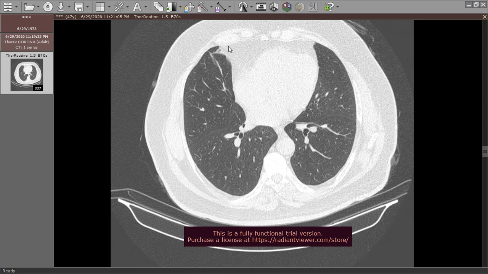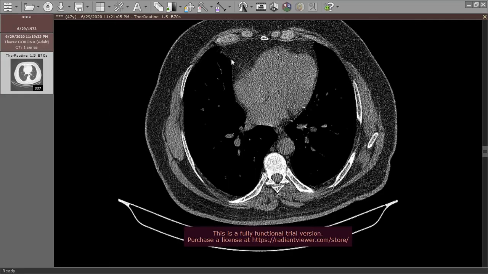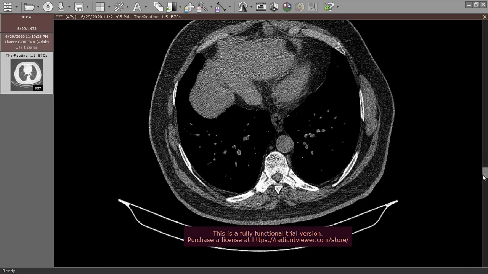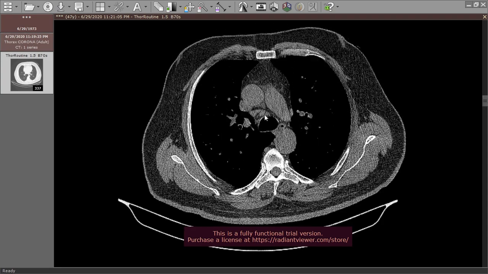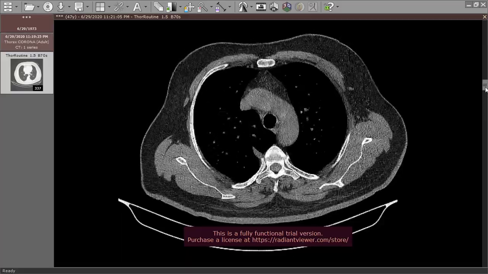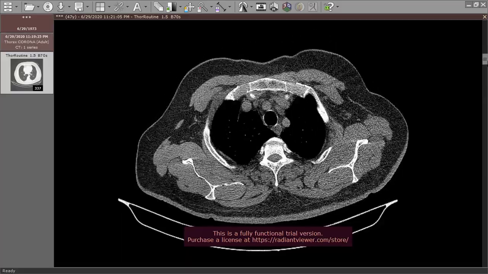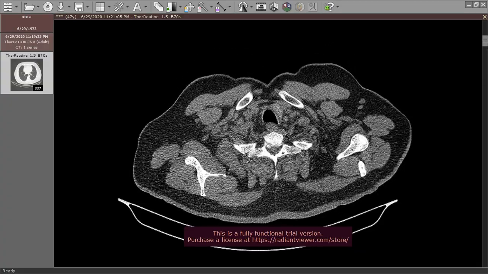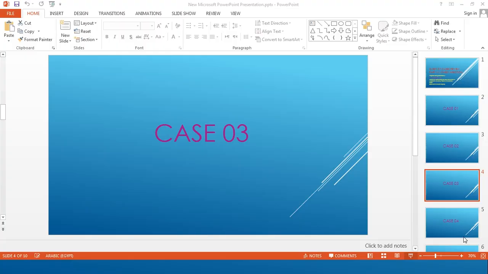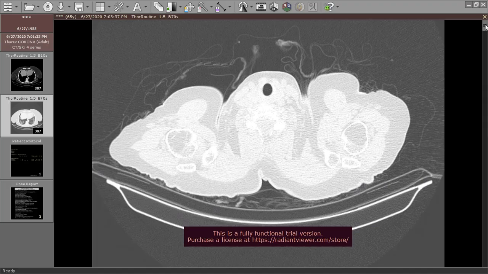These also are atelectatic plates. Again, there are few pretracheal and retrocaval nodes. Case number 3.